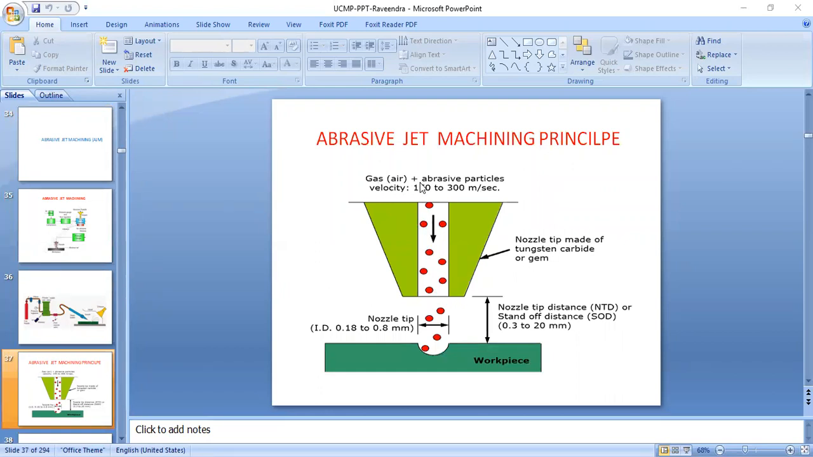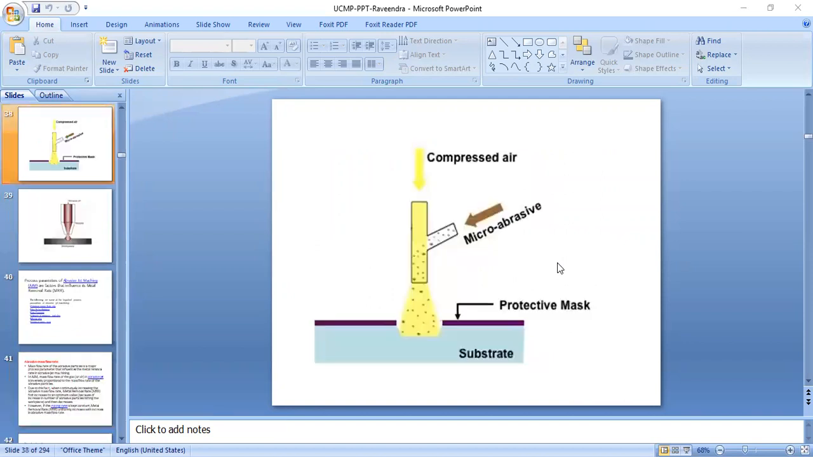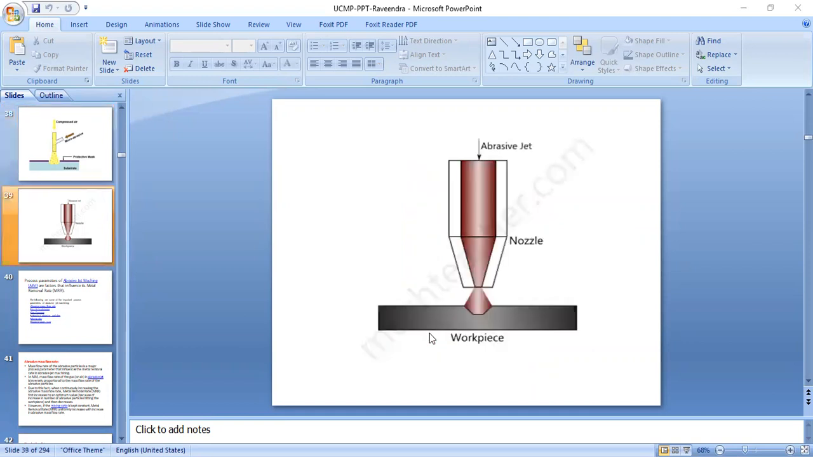The velocity of air, gas or air plus abrasive particles is 150 to 300 meters per second, and with this speed, abrasive particles will strike the workpiece, and this is the cavity hole created by the abrasive particles in the workpiece. That is the nozzle tip. The distance of the nozzle tip is 0.3 to 20 mm, and this nozzle is made up of tungsten carbide or gem. And here you can see the compressed air coming with high pressure, and micro abrasive particles are mixed with this, and the abrasive particles with the compressed air are going to strike against the workpiece.